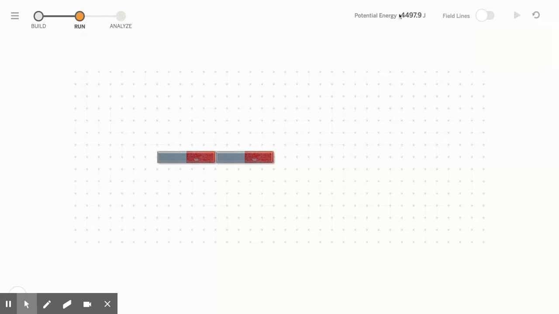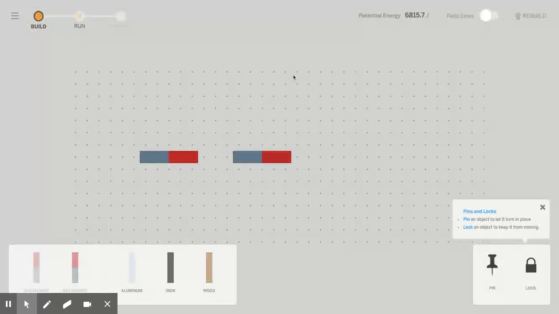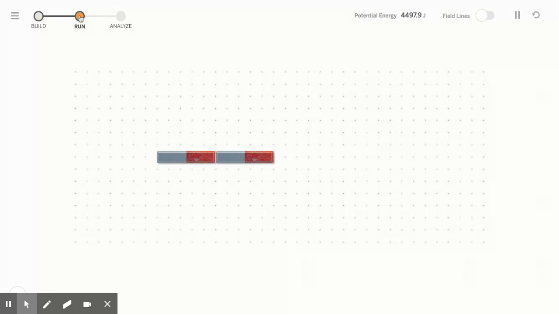Now my potential energy is 4,497.9 joules. I want you to write that in your data table and also write down what happened to the magnets. Did they move apart? Did they move together? I'll run that one more time, so I'm going to hit the reset button. Again, our starting energy is 6,815.7 joules. After I run it, the potential energy is 4,497.9 joules. And they've moved together.